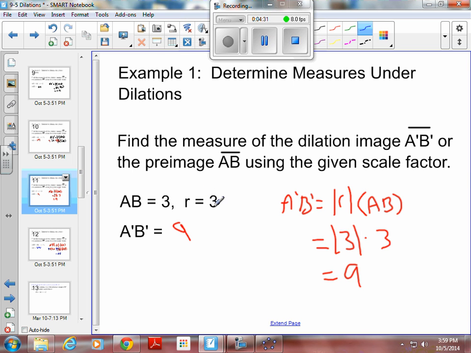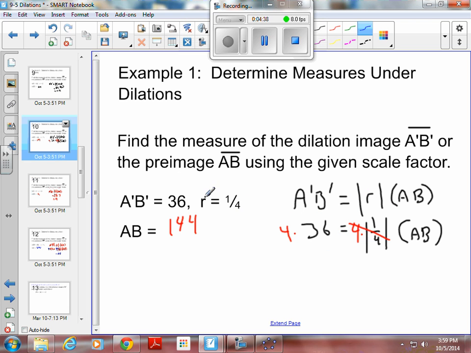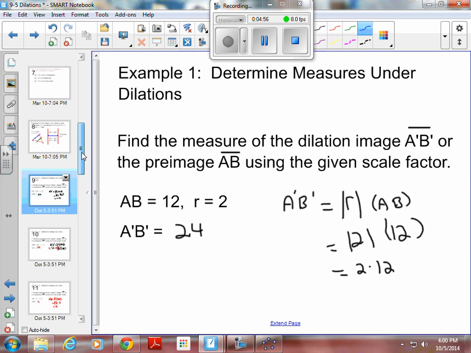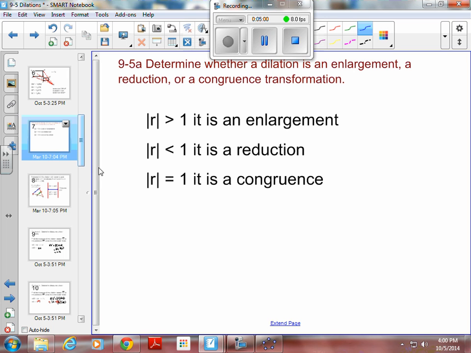In this case, R is greater than 1, so my image is bigger than my pre-image, so it's an enlargement. On this one, my R factor is less than 1 again, so my image is smaller than my pre-image. It's a reduction. In this case, my R is 2, so that's greater than 1, so my image is twice as big as my pre-image. And that's what we were talking about here. So again, if R is greater than 1, we've got an enlargement. R is less than 1, we've got a reduction. R is equal to 1, you have a congruent.